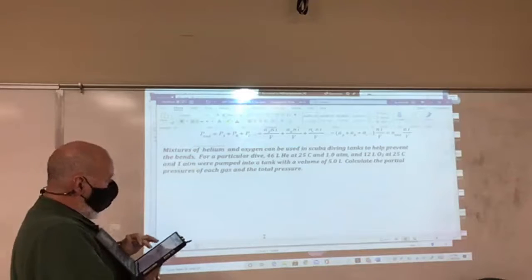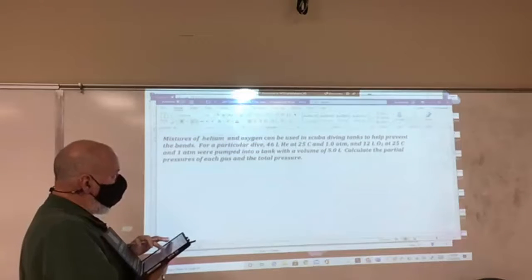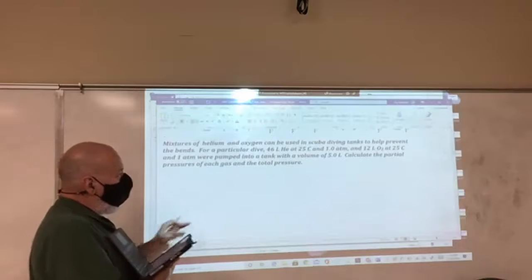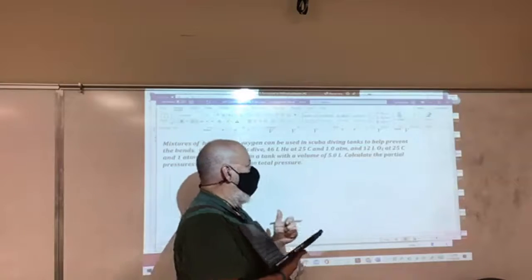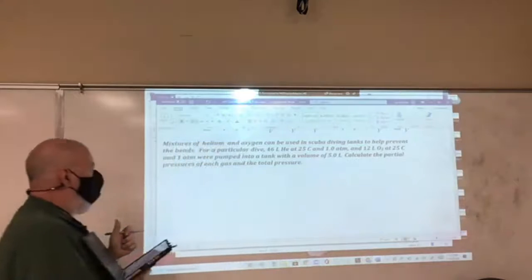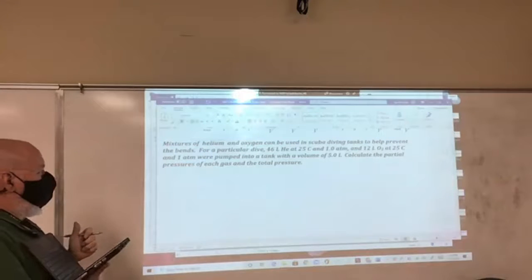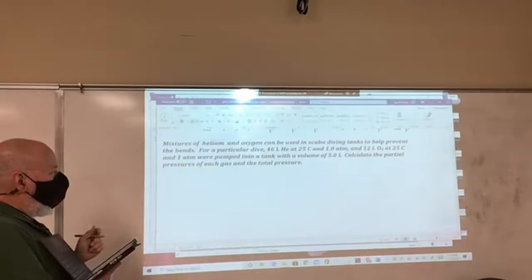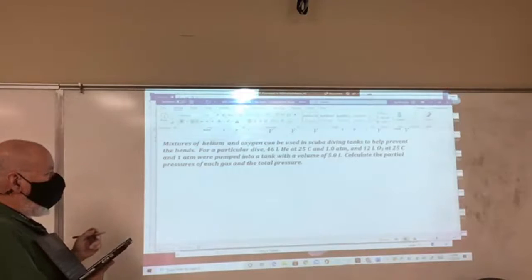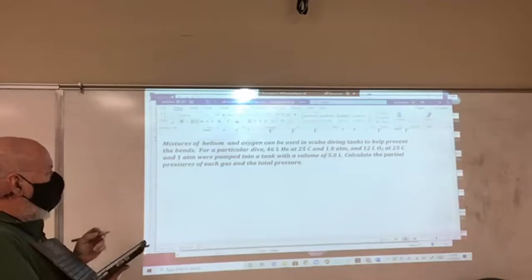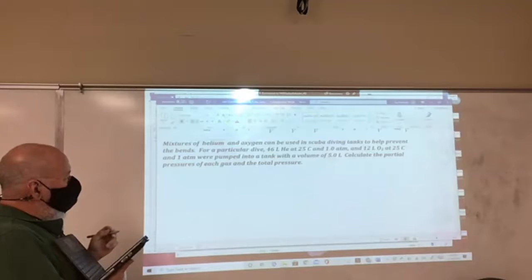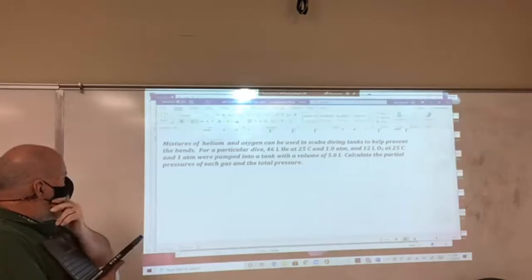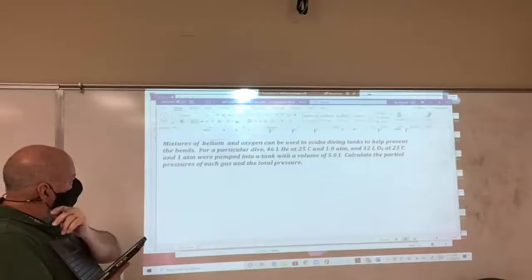For a particular dive, 46 liters of helium at 25 degrees Celsius and 1 atmosphere, and 12 liters of oxygen at 25 degrees Celsius and 1 atmosphere were pumped into a tank with a volume of 5.0 liters. Okay, so we want to calculate the pressure of each gas and the total pressure.